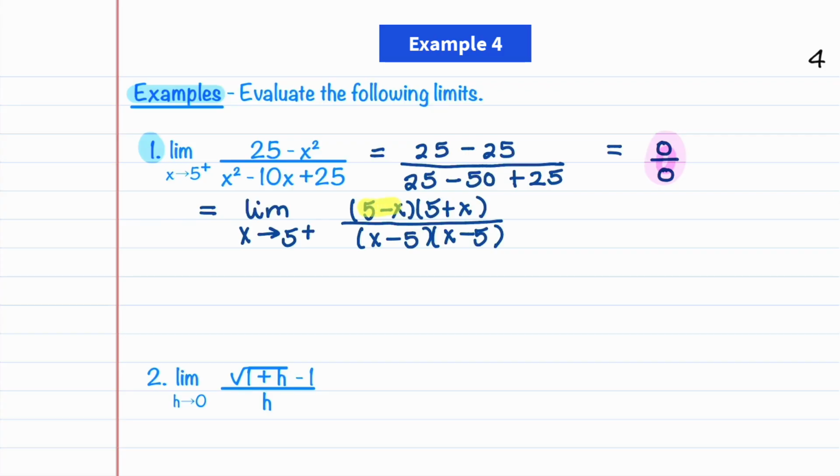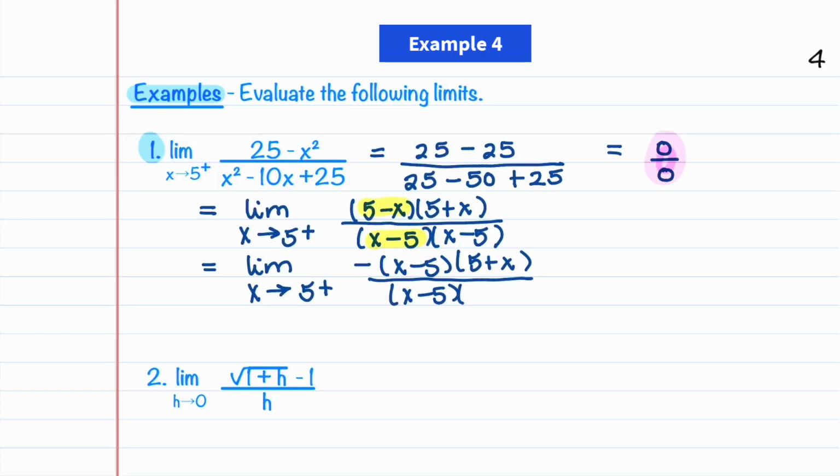Let's focus on this term and this term. Those terms are almost the same, they are just different by a negative. So what we can do is rewrite the term on the top and take a negative out. Let's write this as the limit as x approaches 5 from the right of minus x minus 5, and then we have a 5 plus x, and then our denominator is the same, x minus 5 and x minus 5.